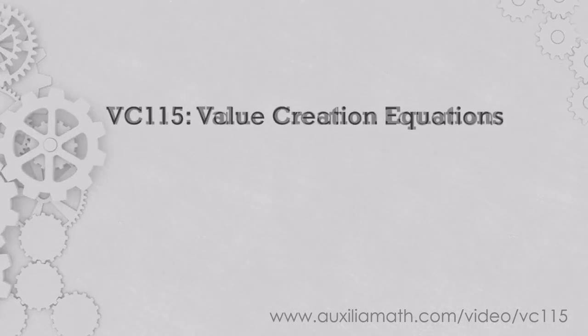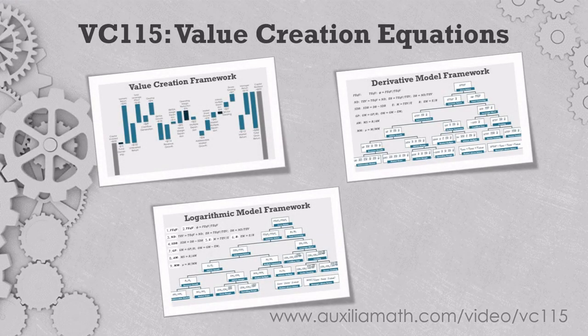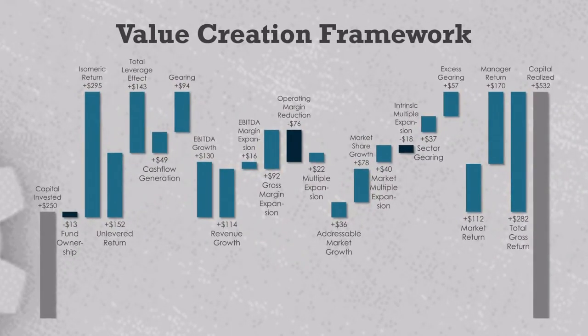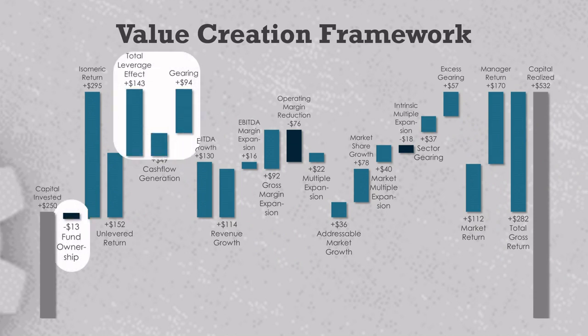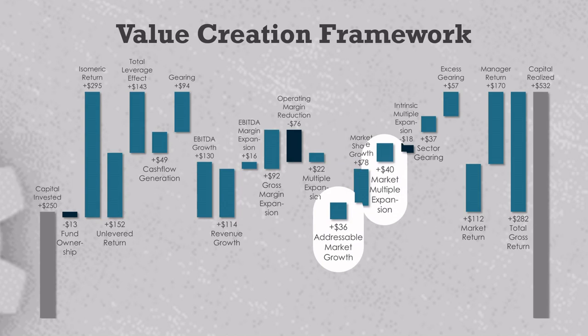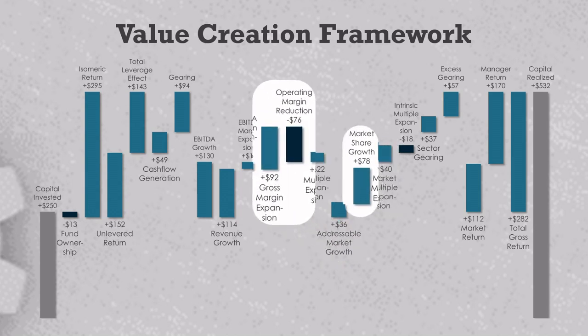This is video number 15 in the value creation series, and it is a good spot to stop, take stock, and summarize where we have been. It took us 14 episodes and more than 3 hours, but we have now covered every major value creation equation. These include capital structure value drivers like fund ownership impact, the leverage effect, and gearing. They include the impact of broader market forces like addressable market growth and market multiple expansion. And they include value drivers that measure sales or operational improvements like market share growth, gross margin expansion, and operating margin reduction, which might be attributed to investment manager skill or GP value add.